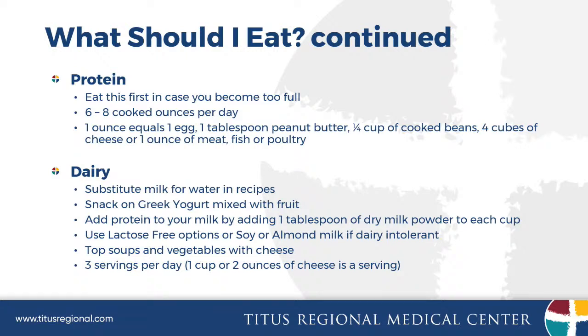An ounce equals 1 egg or a tablespoon of peanut butter, a 4th cup of cooked beans, or even 4 cubes of cheese. An ounce is also about the size of 2 thumbs, and it's a portion of meat, fish, or chicken.